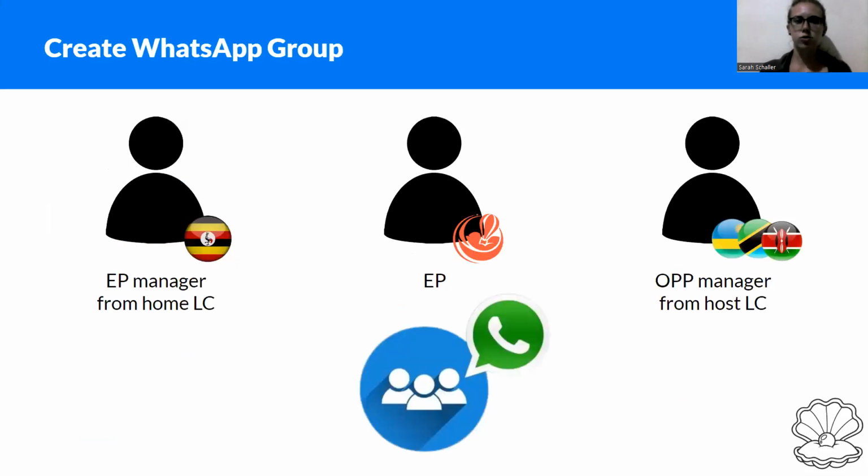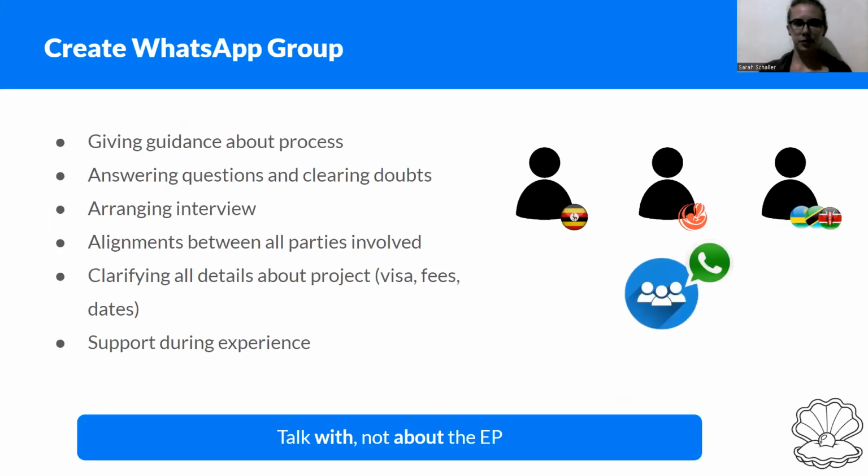So the group, what is important about the group, you created, as we said, on WhatsApp, and you include yourself or whoever is the EP manager. If it's one of your members, they are in there, the EP and the person responsible from the host side. And why do we have these groups? So it's important you have this group to actually give guidance about the process. So everything we go through right now, you tell them one step after the other. So now you do this, now you do that.